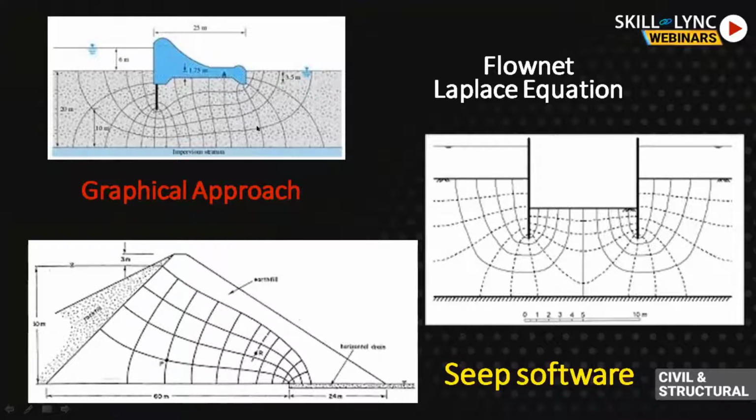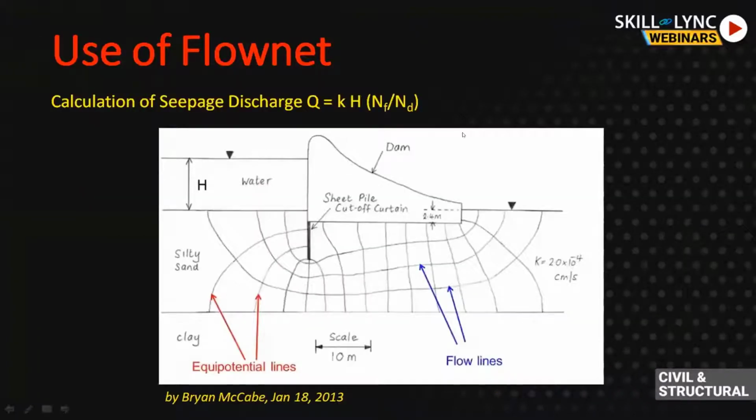Earlier it was a tedious process, because drawing a flow net manually is tedious. But now you have software and you can easily use it to get the flow net. After that, it's your job to do the calculation for seepage discharge. This is the same example that I explained to you.